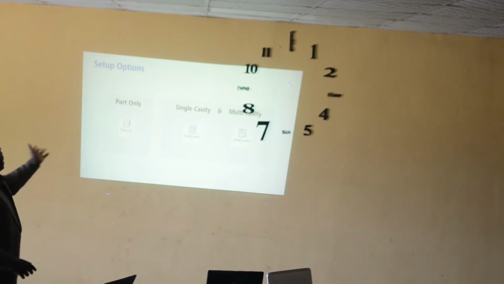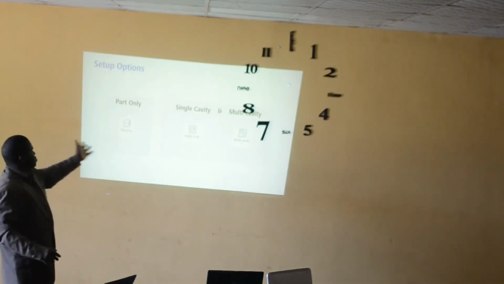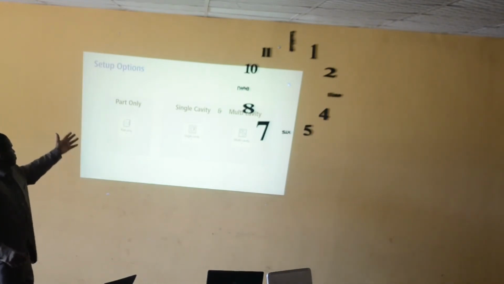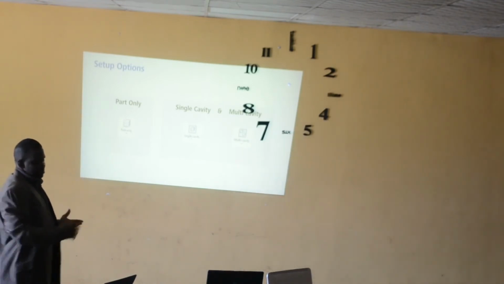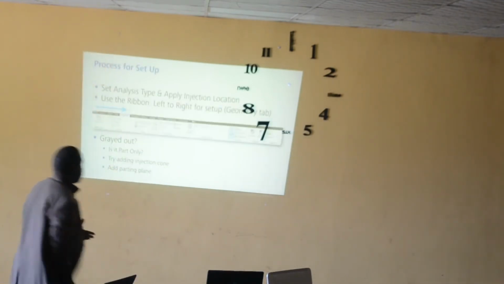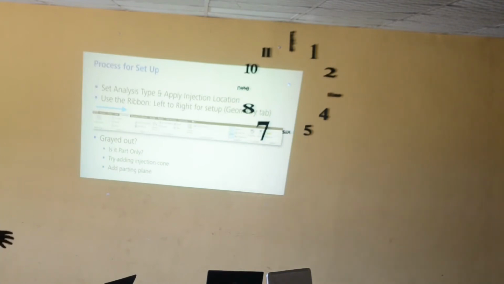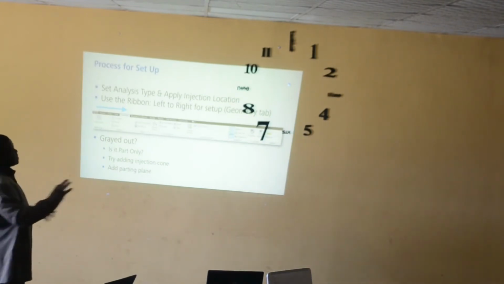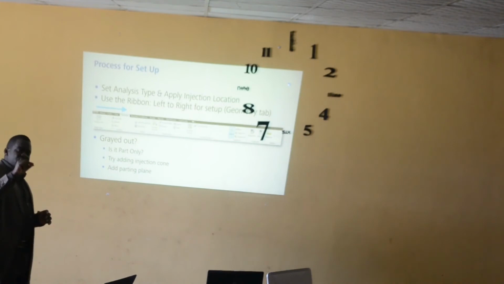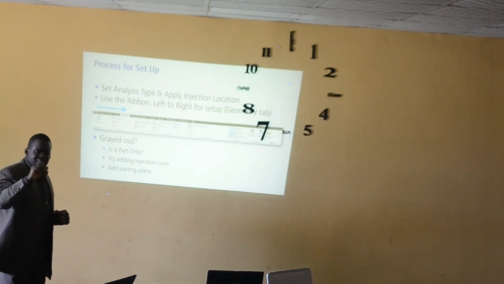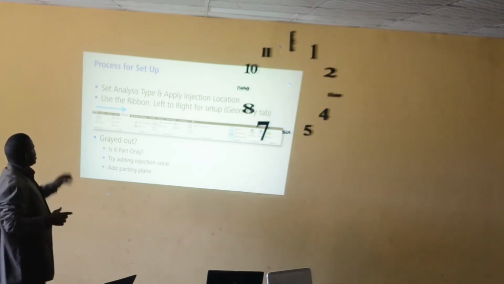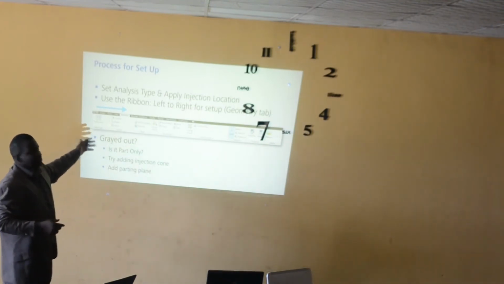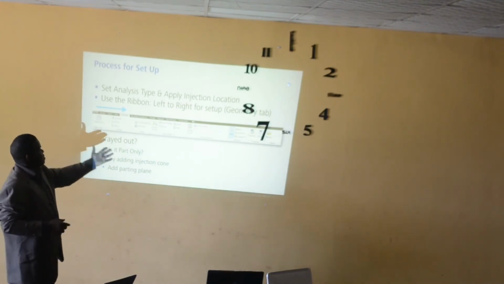So now, here, the setting up: you can do a whole, there's part only, there's single cavity, there's multi-cavity, and then there are others. Now, the process for the setup: set analysis start and apply injection location. That injection location, before we finish this course, we're going to see how to do that. So you can see it is a sort of screenshot of this.